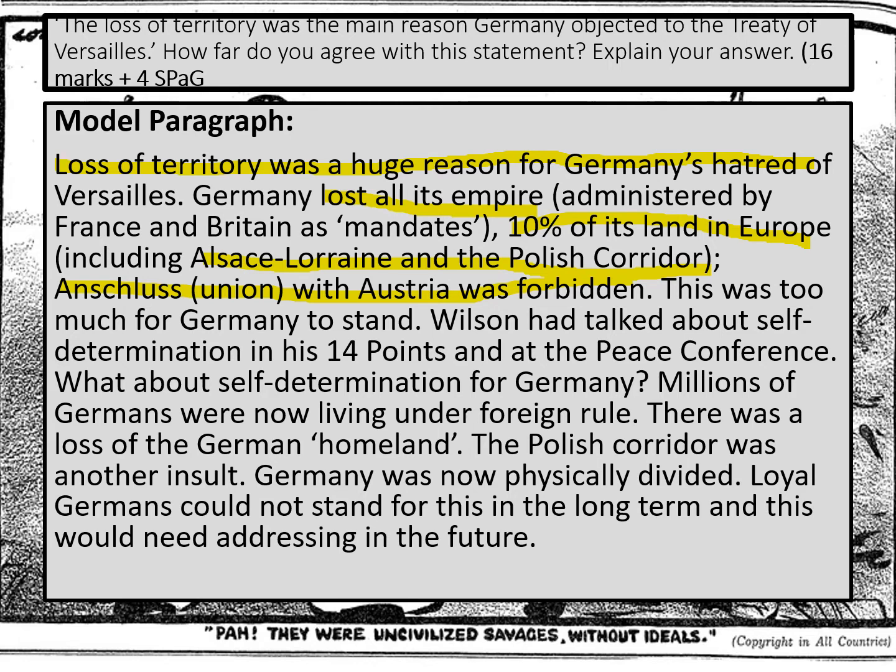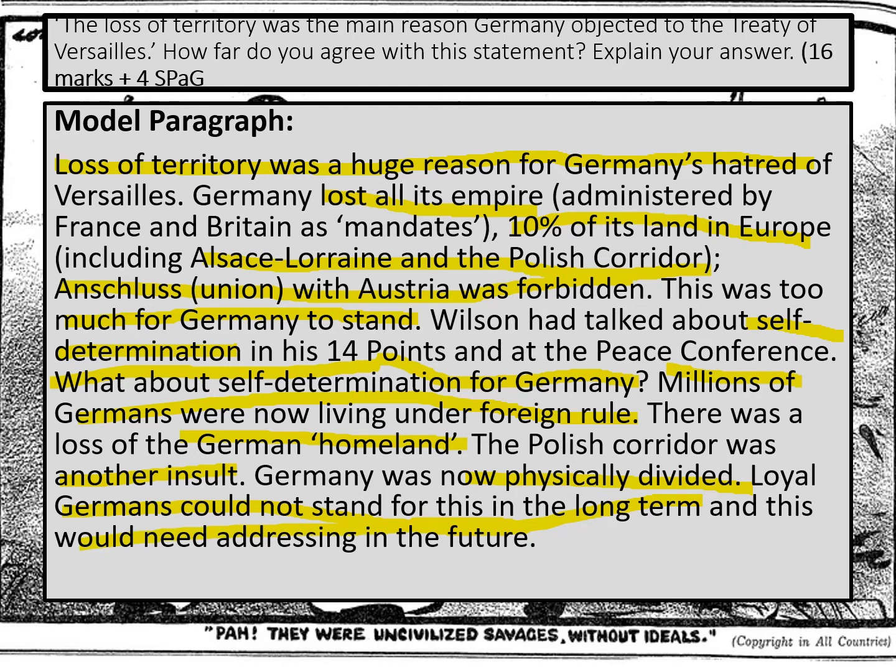I'm then going to talk about how that led to them objecting. This was too much for Germany to stand. Wilson had talked about self-determination in the 14 points and at the peace conference. What about self-determination for Germany? Millions of Germans were now living under foreign rule. There was a loss of the German homeland. The Polish corridor was another insult. Germany was now physically divided. Loyal Germans could not stand for this in the long term, and this would need addressing in the future.